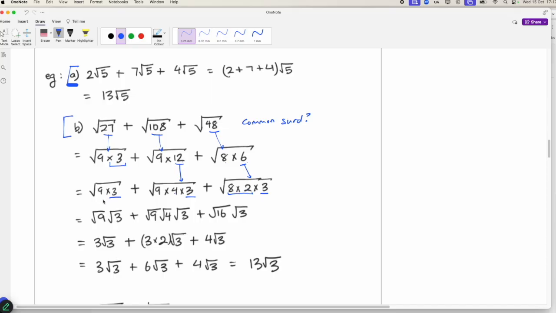So now I could split it up into root 9 root 3 plus root 4 root 9 root 3 plus root 16 root 3, because this is really 16 times 3. I can see root 9 is really 3 root 3. Root 9 is 3 and root 4 is 2, so that's 3 times 2 times root 3. And then the root of 16 is 4, that is 4 root 3. And so now I can see that's 3 root 3 plus 6 root 3 plus 4 root 3. And so the final answer is 13 root 3.